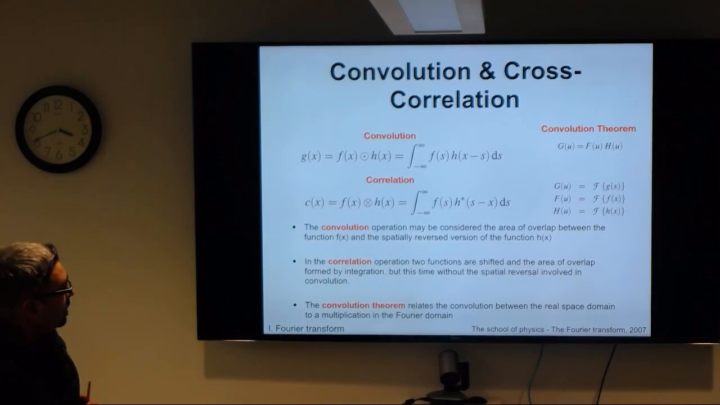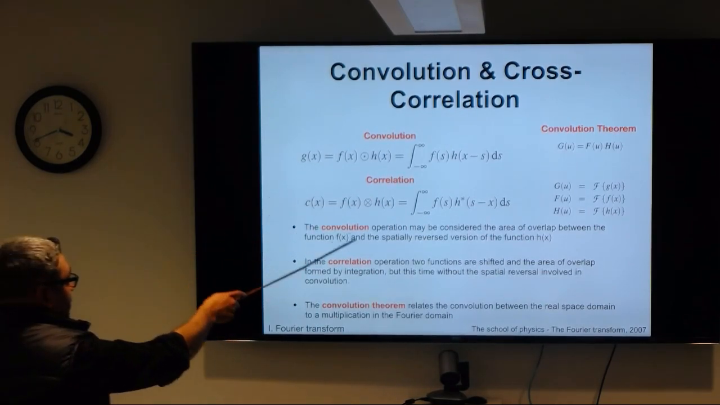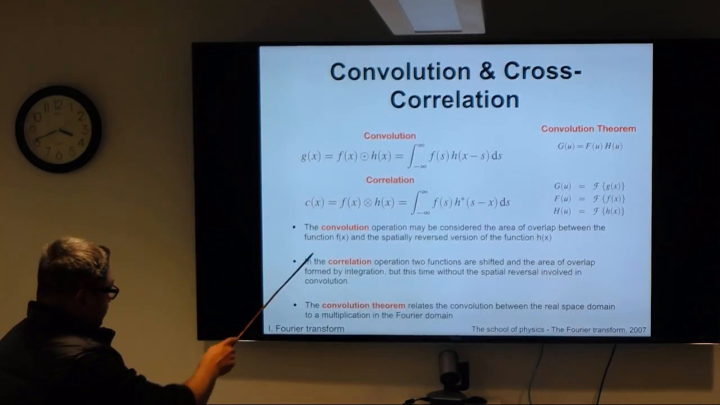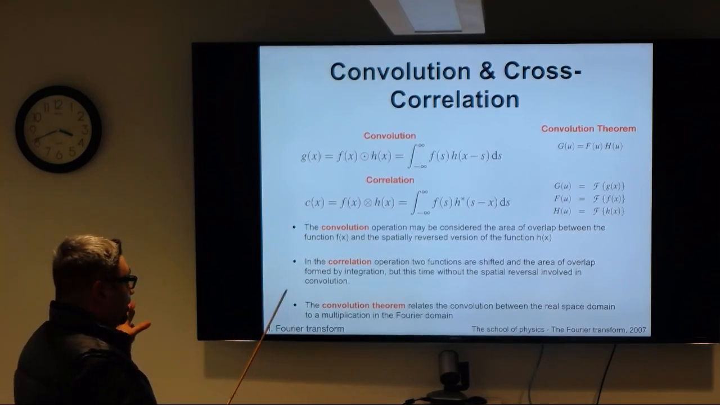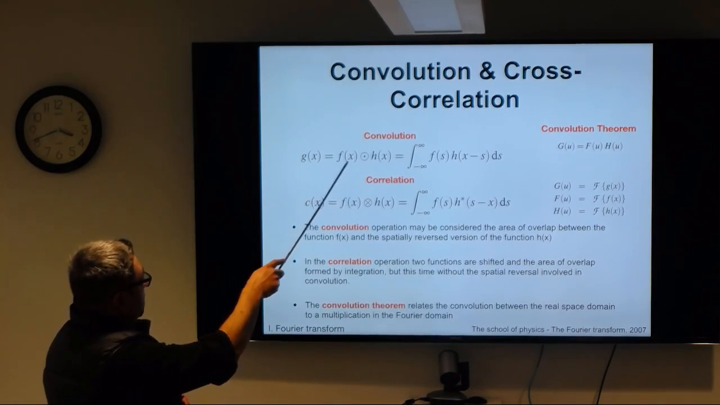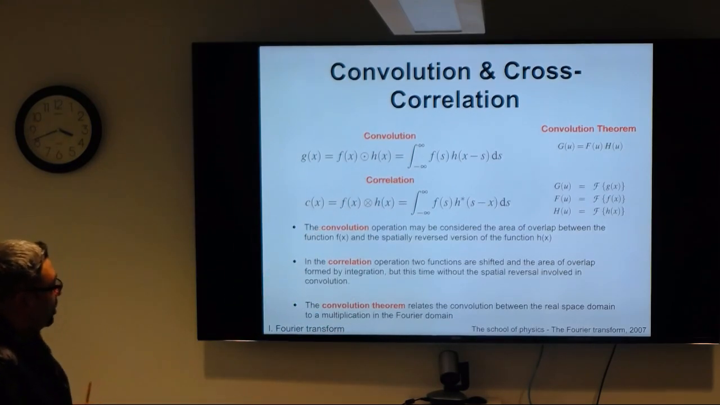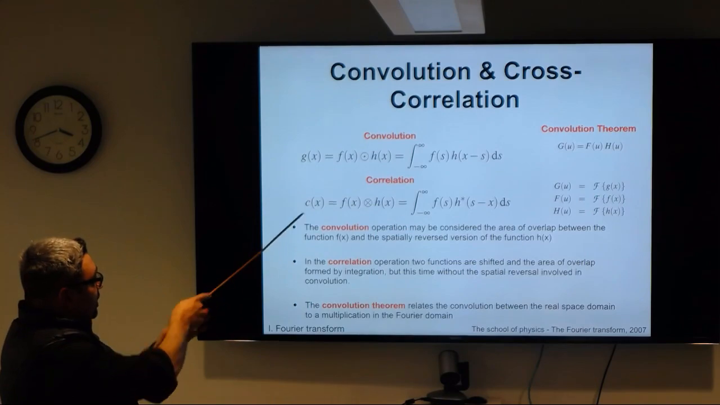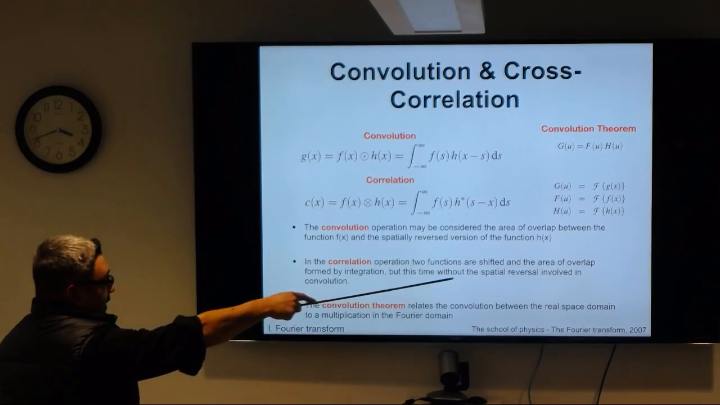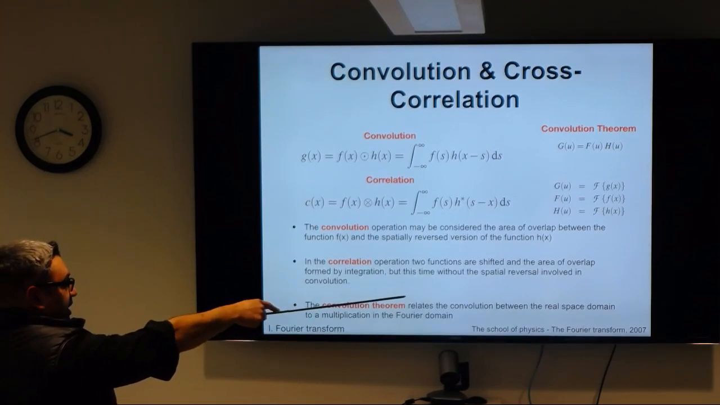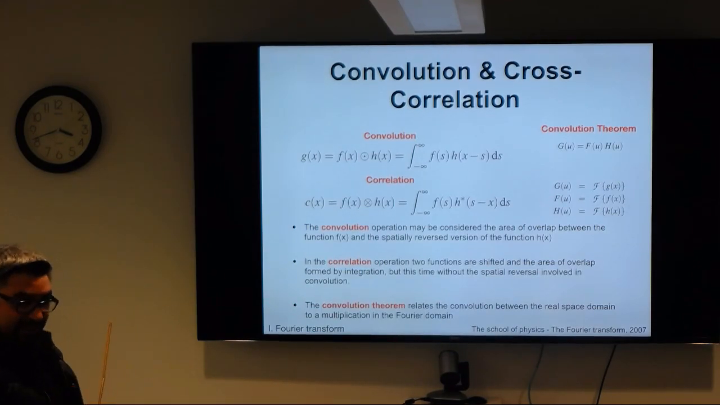Okay, so next we have convolution and cross correlation. So these are the two equations. With convolution, it's an operation that can be considered the area of overlap between the function f of x and the spatially reversed function h of x. Okay? So in the correlation operation, you have these two functions which are shifted and the area of overlap formed by integration, but this time without the spatial reversal involved in convolution. So that's how they're different.